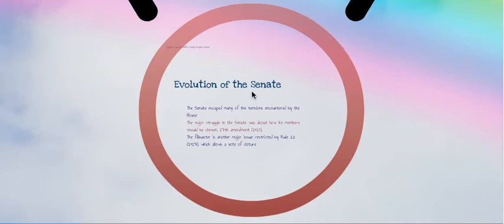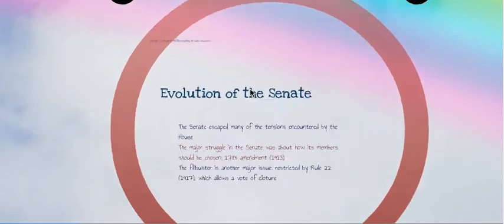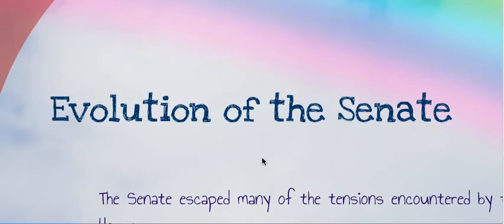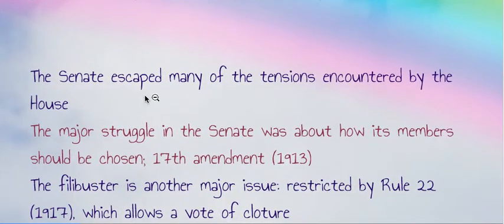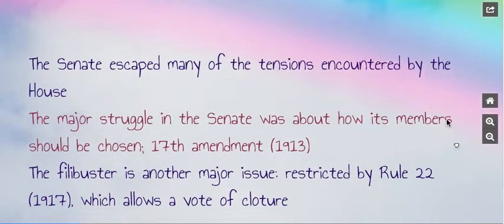94-95. Alright, let's talk about the Senate. Do you remember how old you have to be in the Senate? If you thought 30, you're absolutely right. Okay? And they serve 6-year terms. The Senate escaped many of the tensions encountered by the House. As the Senate evolved, there was a major struggle about how the members should be selected. Originally, in the Constitution, members were selected by the state legislatures, and then that was changed with the 17th Amendment in 1913, where the senators are directly elected by the people of the state.